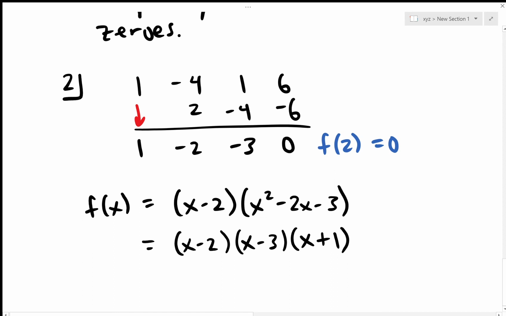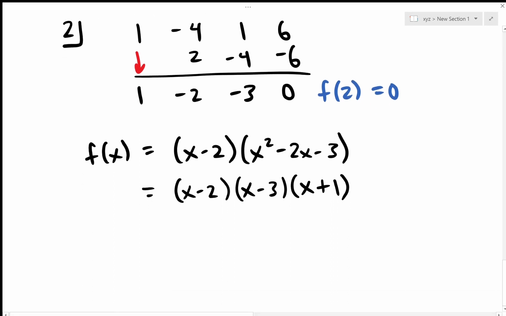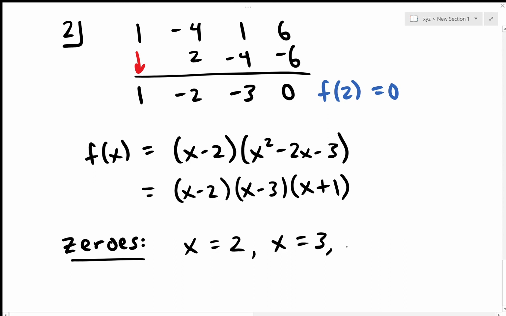So now we have factored f of x completely. And from this, we can indicate what all of the zeros are. So if I want to list all of the zeros of this polynomial, we can see that we have x equals 2, which of course we got by doing synthetic division above. But we can also see that we have x equals 3 and x equals -1, simply seeing what values of x make the other two factors equal to 0. So these would be all of the zeros of this polynomial function.